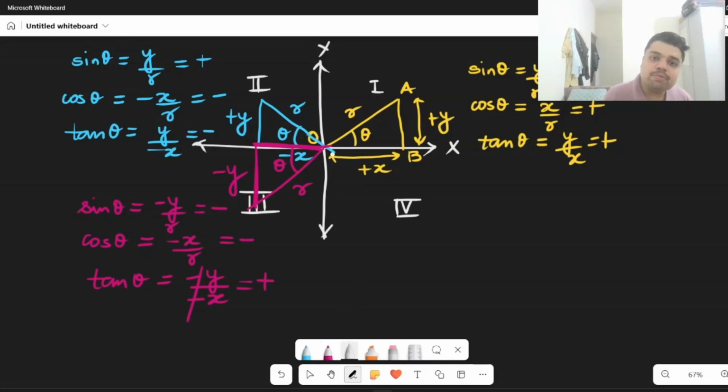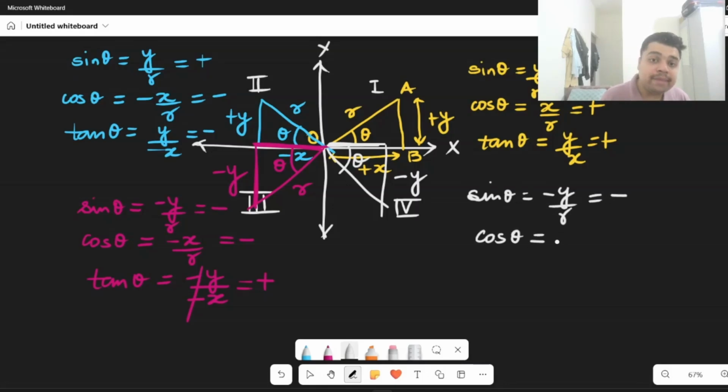Now let's talk about the last quadrant, the fourth quadrant. This is theta. In this case, my y is negative, but my x is positive. What is sine theta in this case? Sine theta is again minus y by r, negative. What is cos theta in this case? Base by hypotenuse means plus x by r, positive. What is tangent in this case? Tangent is perpendicular by base, so minus y by what? x. So I'm getting negative.